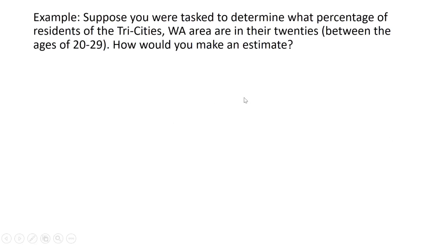All right, so here's an example of when you might want to use proportions. Let's suppose that your job was to determine what percentage of the residents in the Tri-Cities area are in their 20s. Simple enough question. The task of actually figuring out the answer is a lot more complicated. So how would you do it?